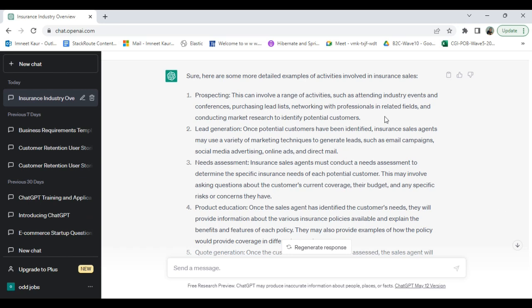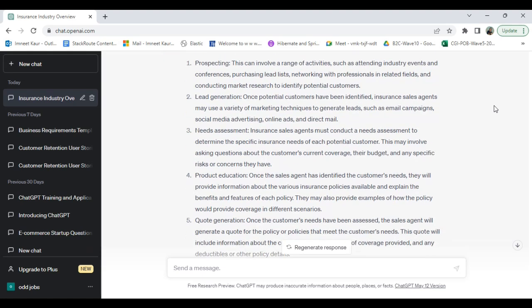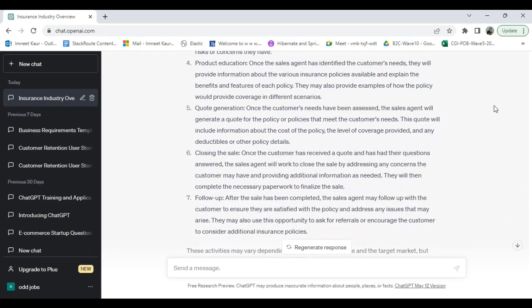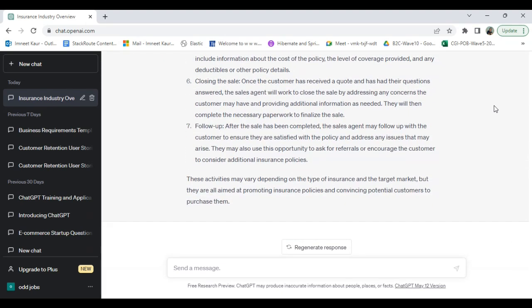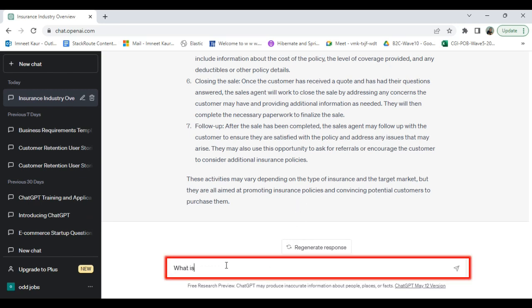So here in this response, it has given us some detailed examples of activities, starting again from prospecting, then lead generation, and so on. So now let us see if ChatGPT knows about CRM systems that the large enterprises use. So let me type in, what is a good CRM system for large enterprises, and just hit enter.